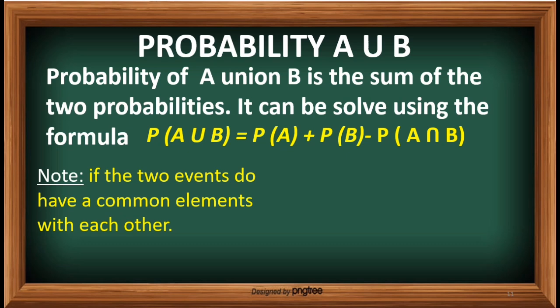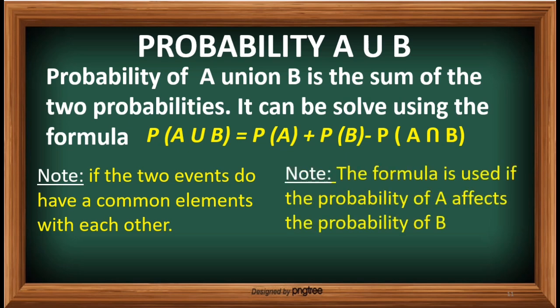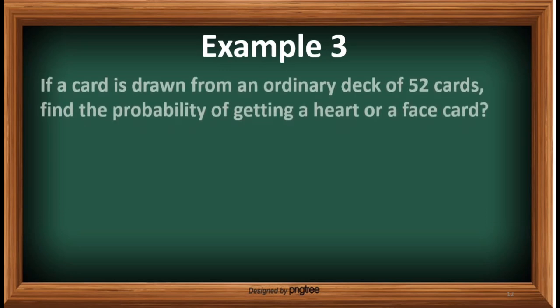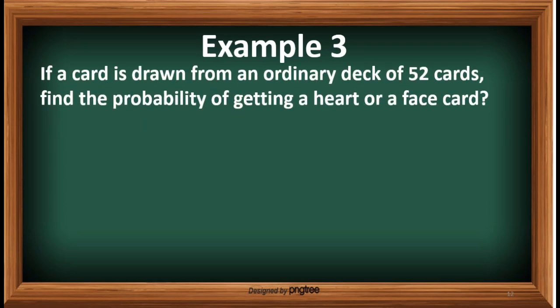So take note that if the two events do have common elements with each other, we will use this formula. The formula is also used if the probability of A affects the probability of B. With example number 3, if a card is drawn from an ordinary deck of 52 cards, find the probability of getting a heart or a face card.